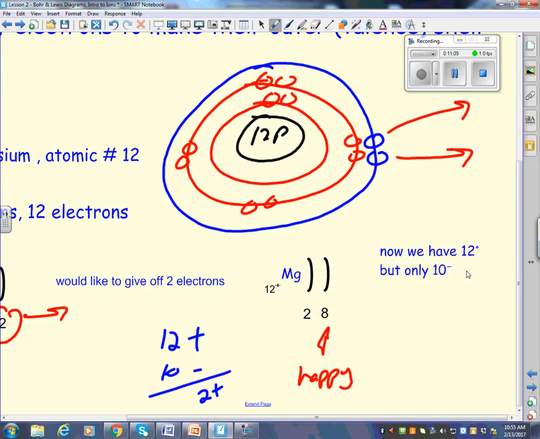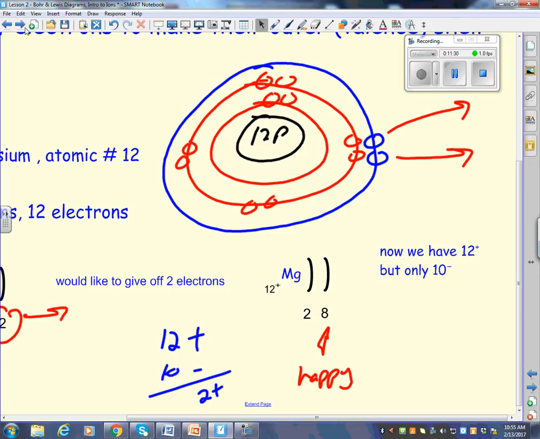Now we have 12 positives and only 10 negatives, and so we have an overall ionic charge of plus 2. Does that make sense? Brandon, am I making sense? Yeah, okay. Ruben, yeah, making sense? Okay.